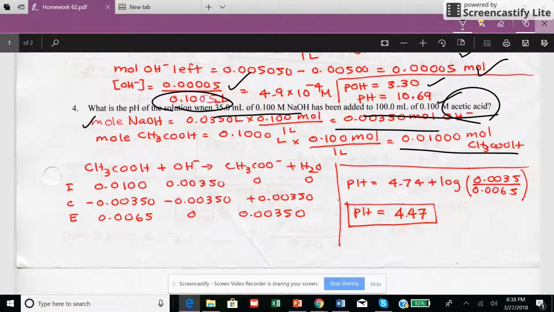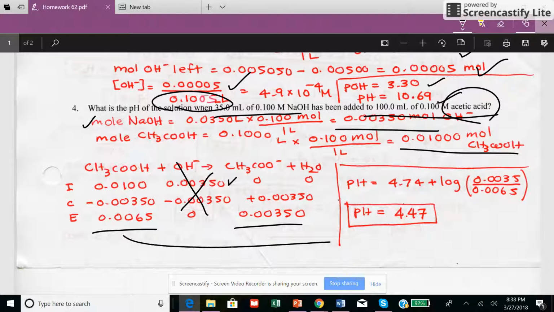You have acetic acid, and the hydroxide is the limiting reactant, right? So that means that all of this will be gone. You don't have any hydroxide left. This is the amount of acetic acid you have left. This is the acetate. This is a buffer, right? Because you have a weak acid and its conjugate base.